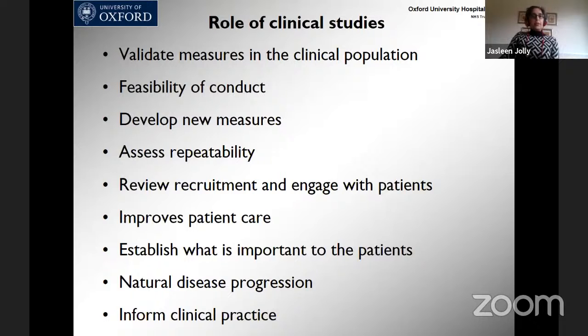And also, I'm going to show you examples of how doing the clinical studies has changed clinical practice and allowed me to issue new guidance and others. So it's not like research is just research and clinical work is just clinical work. The two do interact.